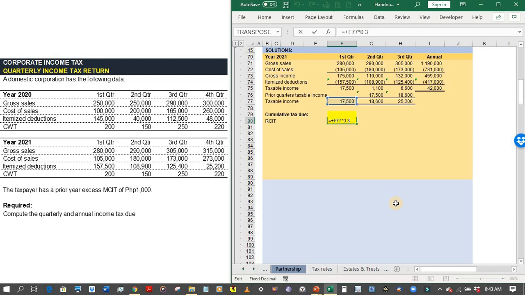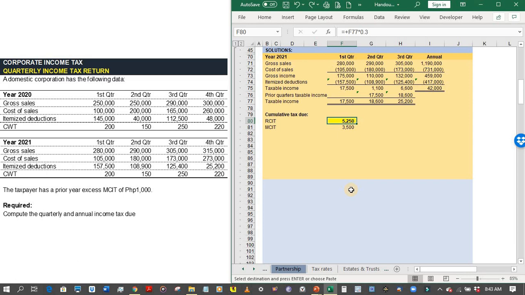So 30% of 17,500. Then the MCIT is 2% of the gross income in the first quarter. So that is 175,000 pesos multiplied by 2%, which is 3,500. And the higher between the two is the RCIT. That is why it is in a different color.